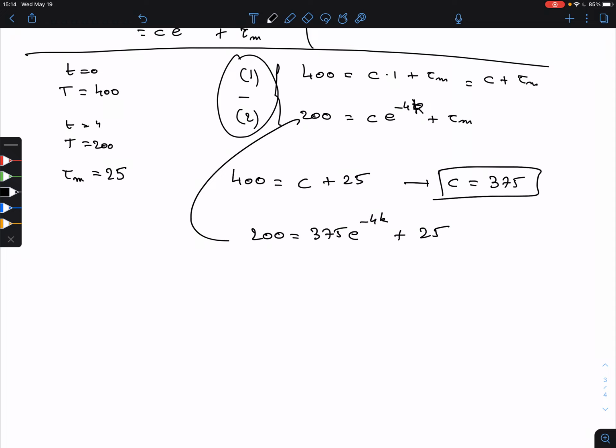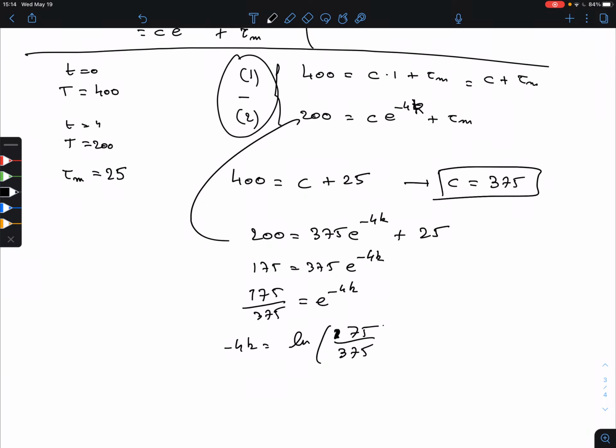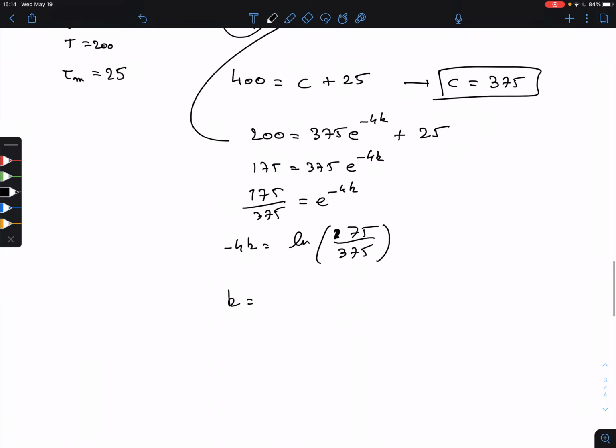But tau m is 25, right? So we see that 175 equals 375 e to the minus 4k. So 175 divided by 375 is e to the minus 4k. So minus 4k is equal to the ln of 175 divided by 375. And so k is equal to minus 1/4 ln 175 over 375.